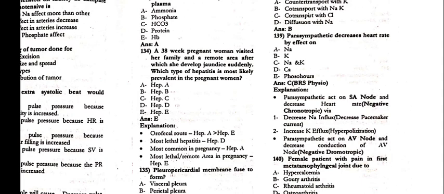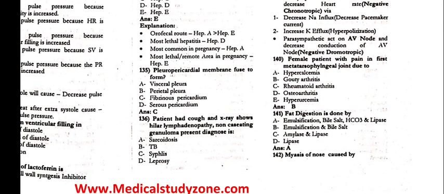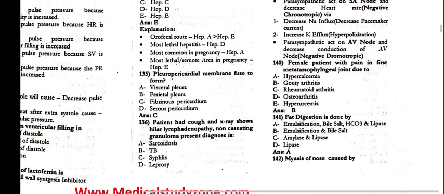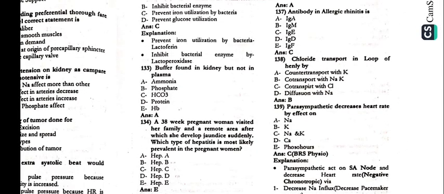134, a 38-week pregnant woman visited her family in a remote area after which she developed jaundice suddenly. Which type of hepatitis is most likely present in the pregnant woman? That is hepatitis E. 135, the pleuropericardial membrane fused to form the fibrous pericardium. 136, the patient had cough and X-ray shows hilar lymphadenopathy, non-caseating granuloma present. Diagnosis is basically alpha because it is non-caseating. 137, antibody in the allergic rhinitis is IgE.